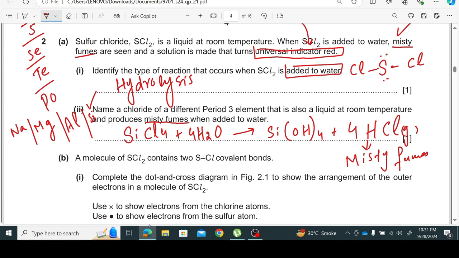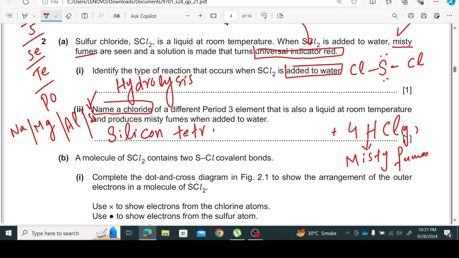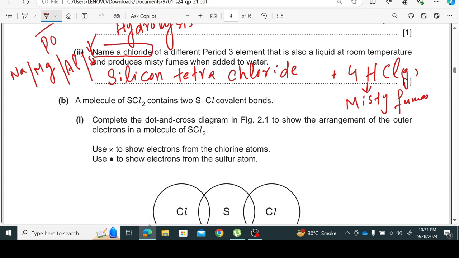Understand? So name a chloride. What is your chloride? SiCl4. You just have to write the name of the chloride, no need to mention the formula. Silicon tetrachloride, because he is asking the name. That is your answer. And in the equation you have seen how HCl, which is responsible for the misty fumes, is being formed.